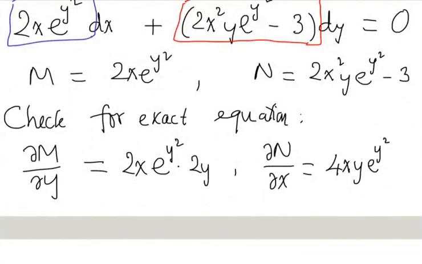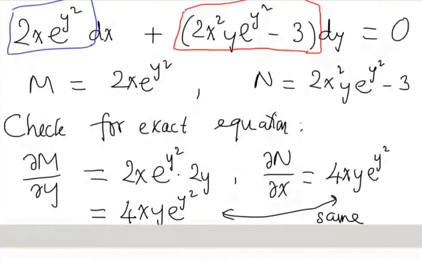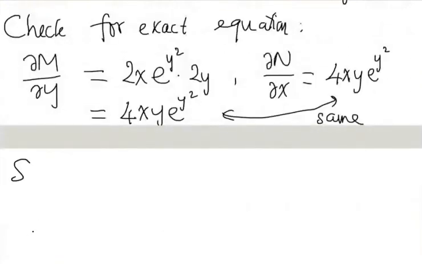And now looking at the two partial derivatives, the first one actually simplified to the same thing as the second one. So 2 times 2 is 4, and then I just rewrite xy e to the y squared. The two things here are the same. So the equation is exact.